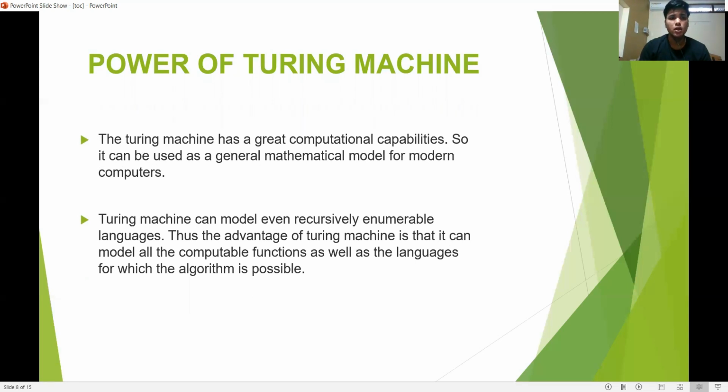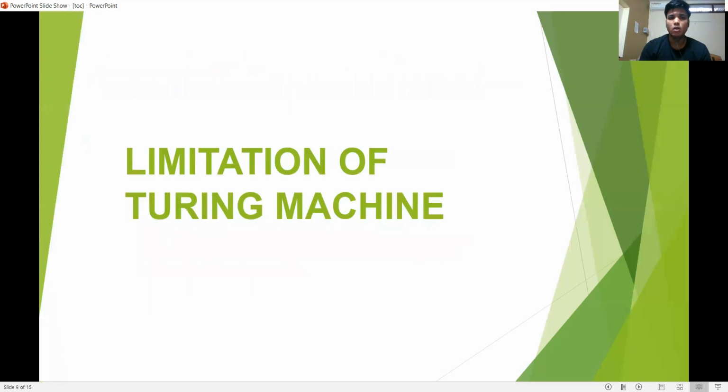Power of Turing machine. Turing machine has great computational capabilities, so it can be used as a general mathematical model for modern computers. Turing machine can model even recursively enumerable languages. Thus, the advantage of Turing machine is that it can model all the computable functions as well as the languages for which an algorithm is possible. Limitations of Turing machine.